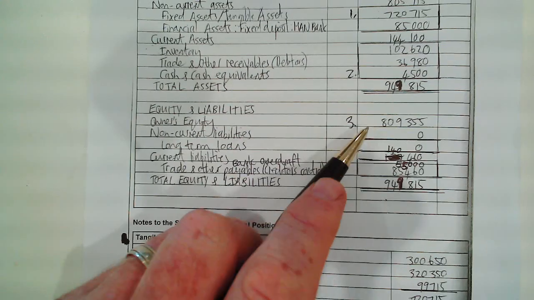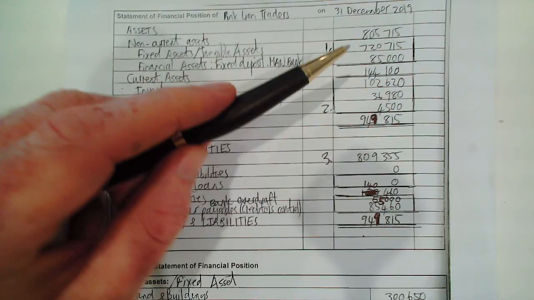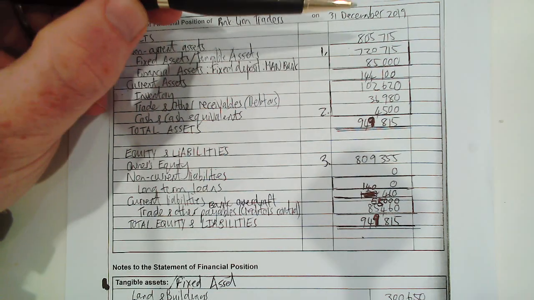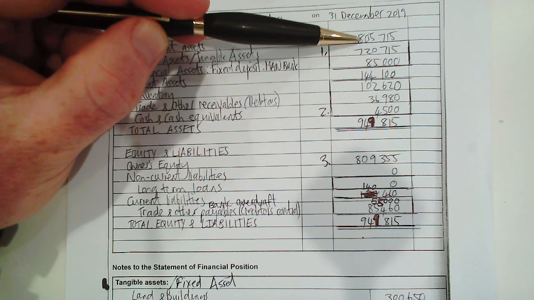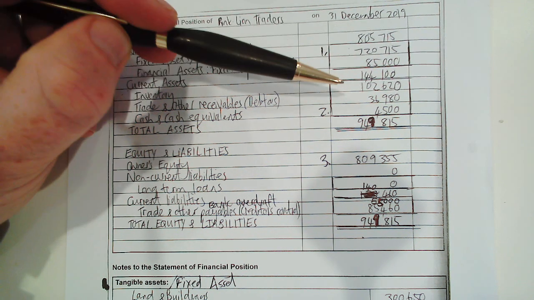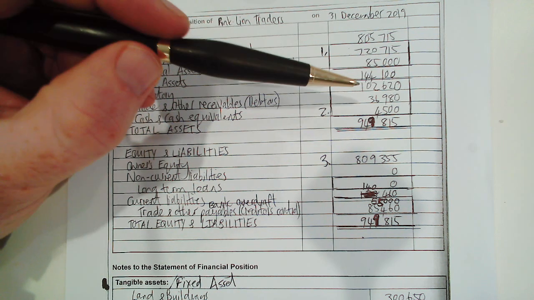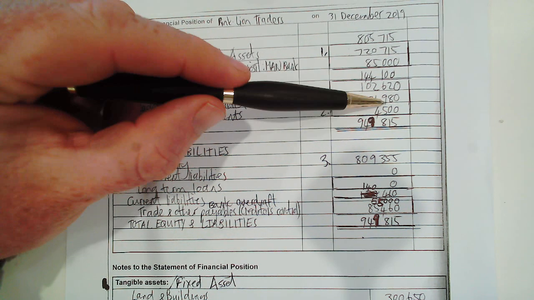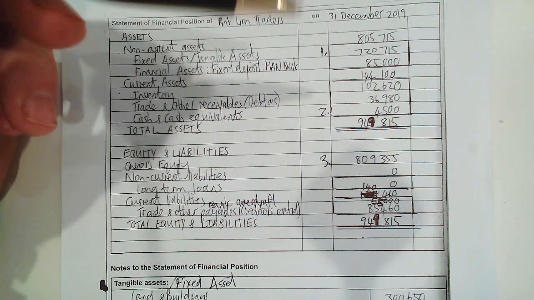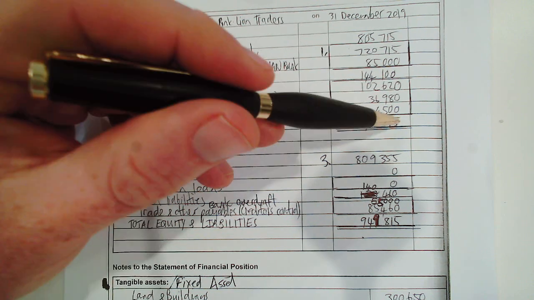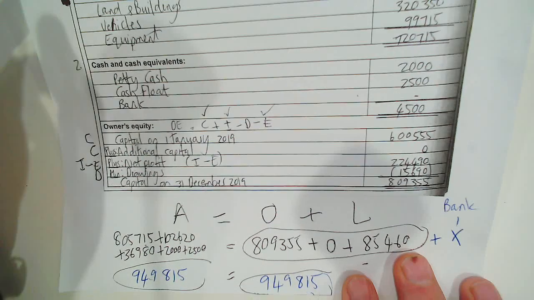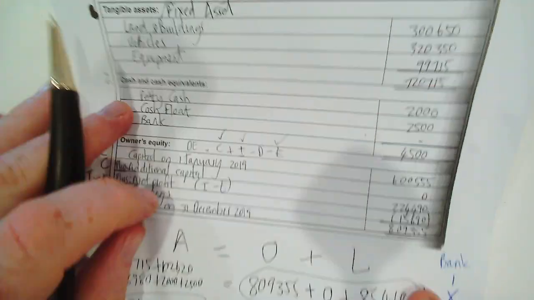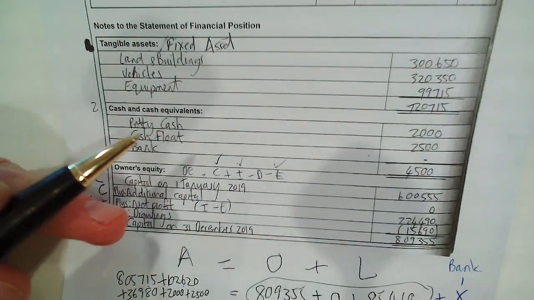Okay, so we've got that 809. We worked out in the previous video, we had the 805 there, non-current. We've got current assets, but we didn't finish the cash and cash equivalents, and we didn't have the final total of assets.